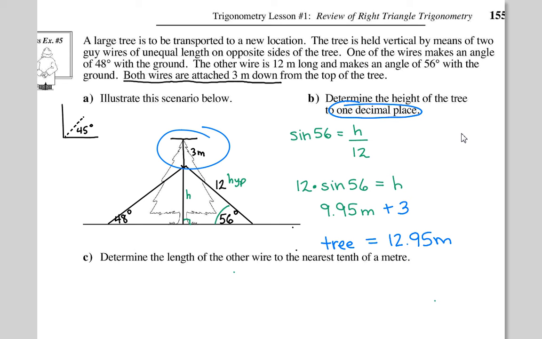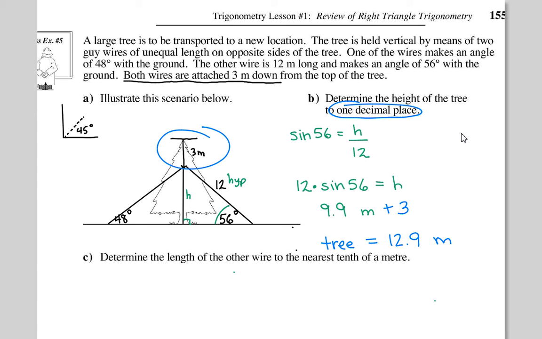Yeah, it wants the height of the tree. And to one decimal place, this 5 would not actually be there. So it's just 12.9. Let's just get rid of that 5. No, because it's a 4. You guys okay with the cross multiply? So you got to be able to label, you got to be able to set up, and then you got to cross multiply.